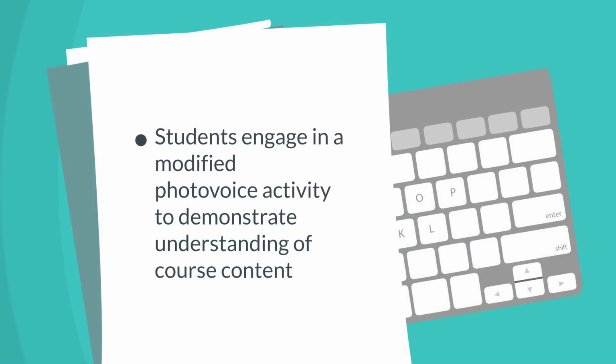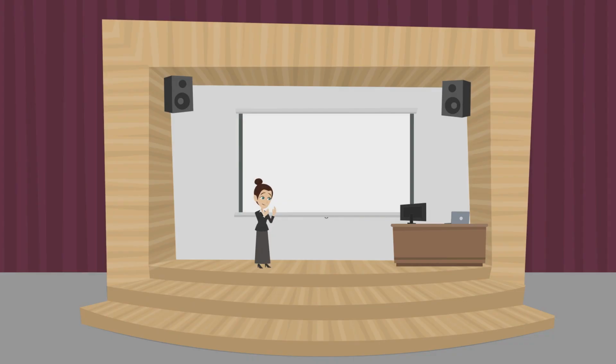Students are asked to engage in a modified photo voice activity to demonstrate understanding of course content through self-reflection and by translating their ideas using visual expression. Every semester, we identify foundational motor concepts to focus the assignment on. Generally, a choice of 3 options are provided to students.